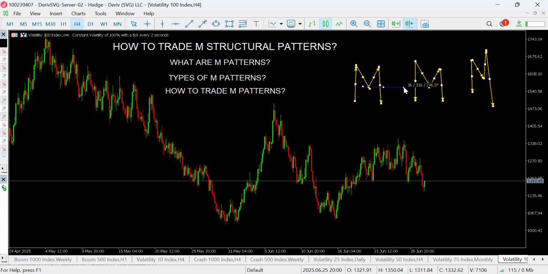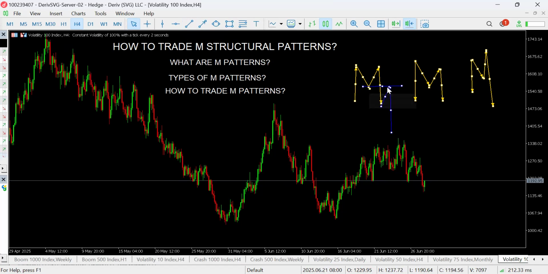And just as I've explained severally before now in my other videos, once an M pattern is formed or spotted, all you need to do is wait for price to get back to this neckline. Once price gets back to this neckline and you notice a change of character or certain candlesticks, then you take your sell trade.